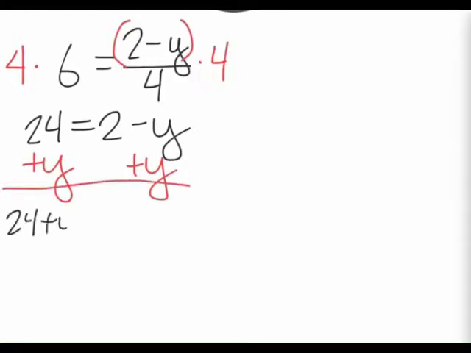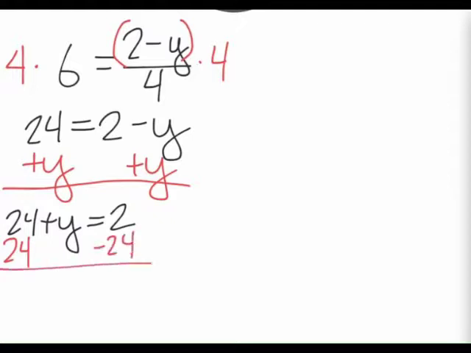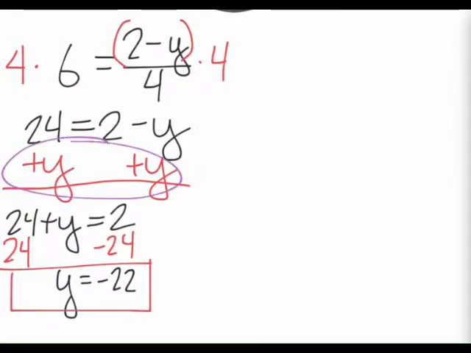24 plus y equals 2. Now from here, in order to isolate the y, it's pretty clear that you have to subtract 24 from both sides. So the value of y is 2 minus 24, which is negative 22. Now, if this step right here seems a little bit weird to you, try this.